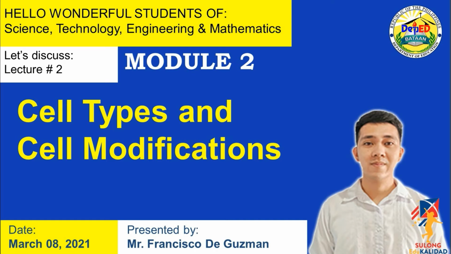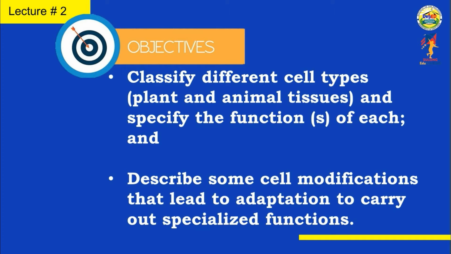There are two objectives for this lesson. First, classify different cell types, which are the plant and animal tissues, and specify the functions of each. And number two, describe some cell modifications that lead to adaptation to carry out specialized functions.